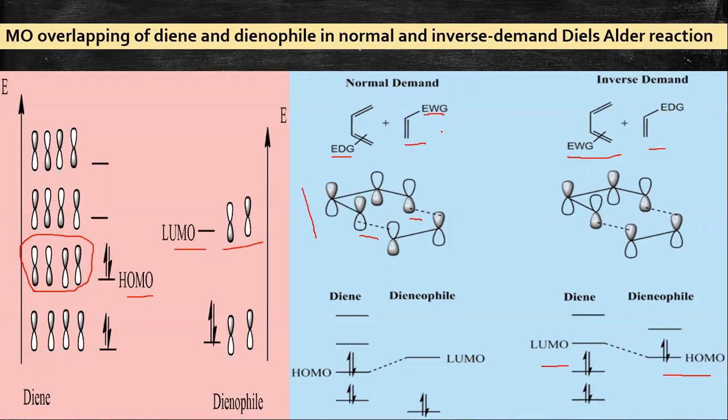Electron withdrawing group makes the orbital come in a lower energy state. That's why we can see here that the dienophile having electron withdrawing group is shown with energy less than the molecular orbital of the diene.